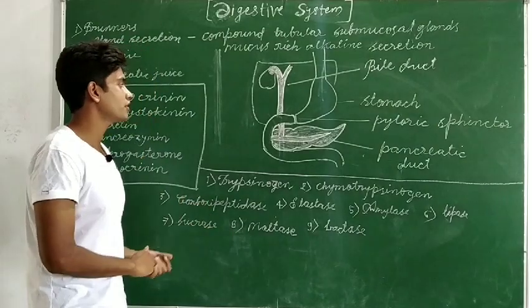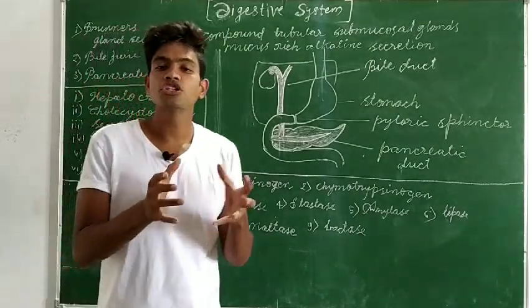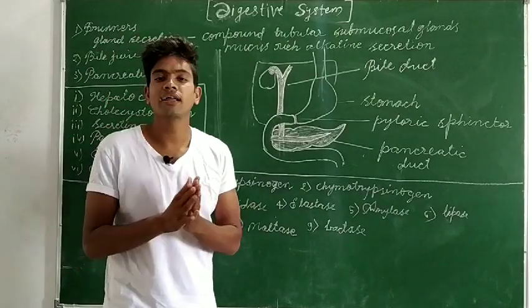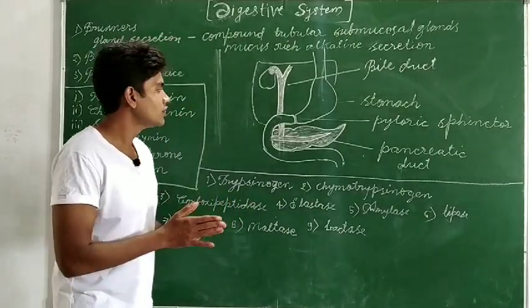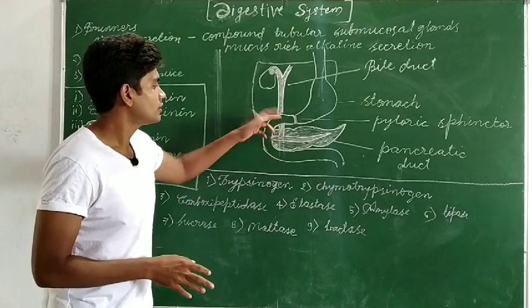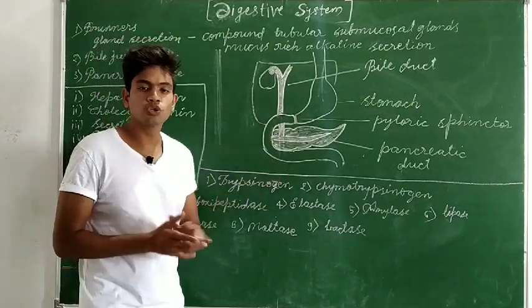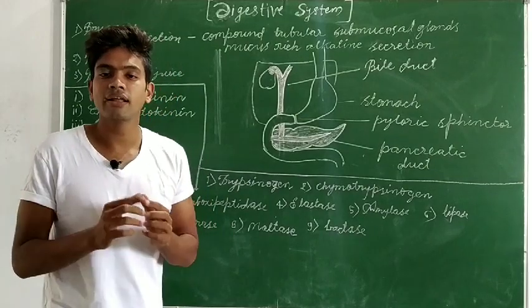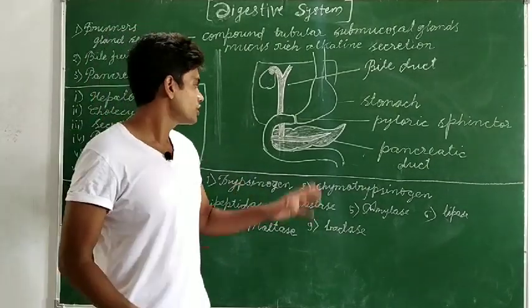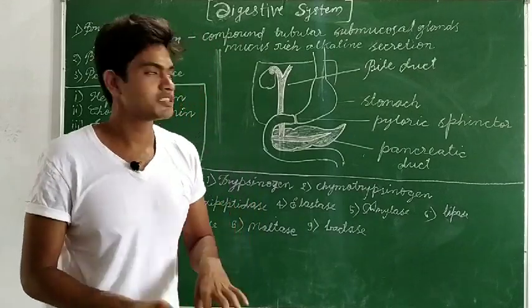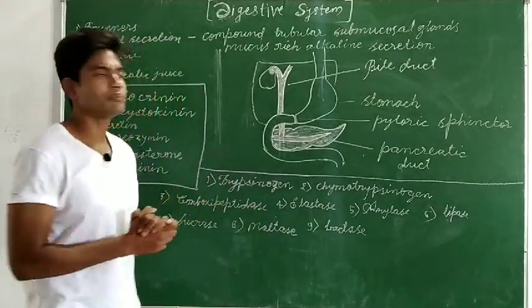The second important function is that the bile salts which are present in the bile juice make the food alkaline, and in this way they neutralize the acidic nature of chyme. That is the first thing. Second, the pancreatic juices are only activated in alkaline medium, so it is very important for the food to become alkaline. So this is the second important function of the bile juice.